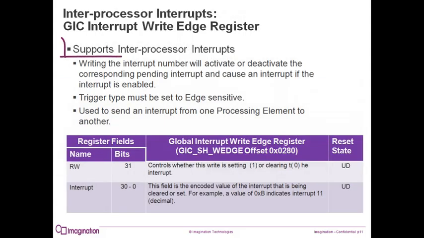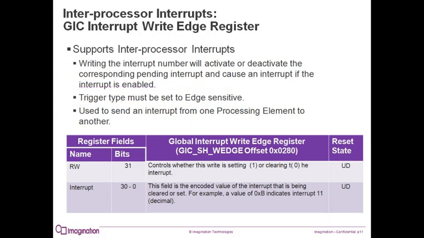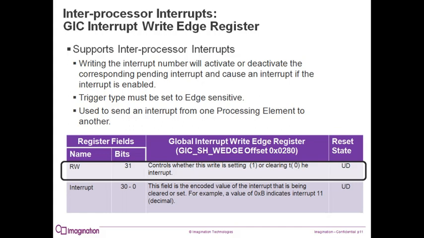The write edge register is used to support interprocessor interrupts. If you want to send an interrupt to another processor, the interrupt source must be configured to be single or dual edge sensitive. Polarity does not matter. Setting the interrupt will always activate it. The RW field determines if you are setting or clearing the interrupt. To send an interrupt, set this bit. To clear an interrupt, clear this bit.